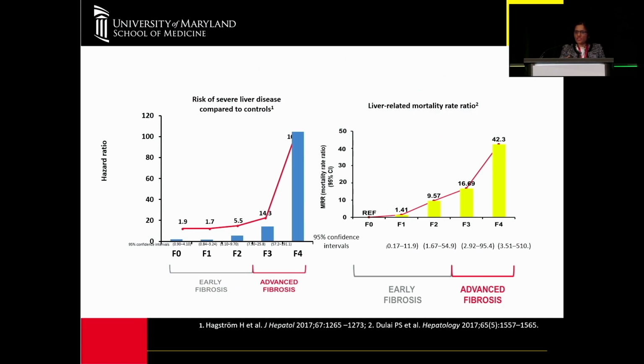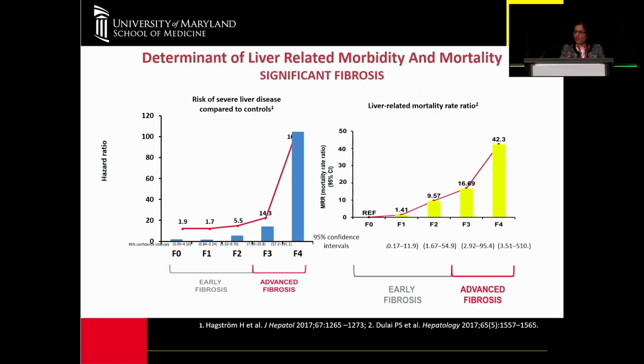So what is it that predicts liver-related morbidity and mortality? It's fairly clear now that the presence of significant fibrosis, defined as F3 and F4 fibrosis, is the determinant of which patients suffer the decompensations of liver disease and which patients die of their liver disease. And so the essential elements to prevent NASH progression are twofold.